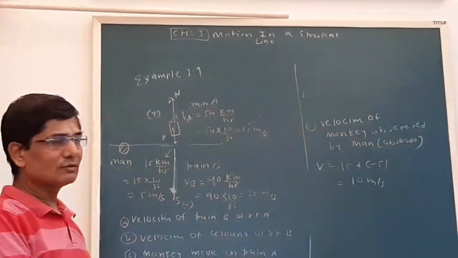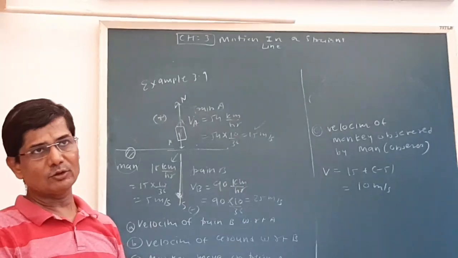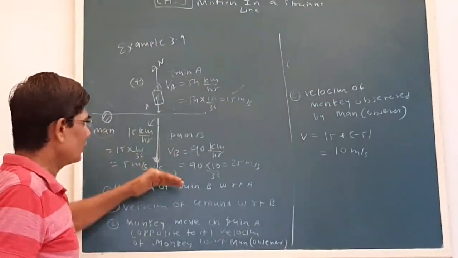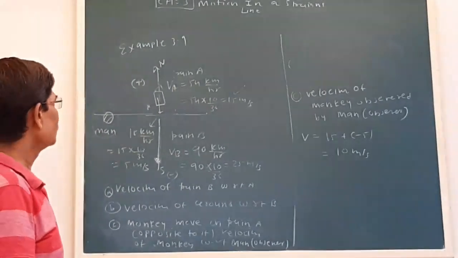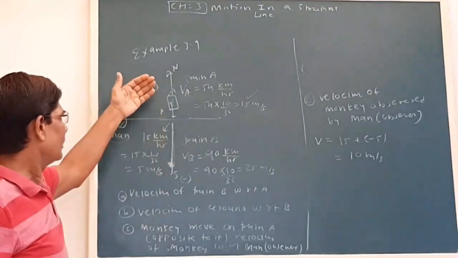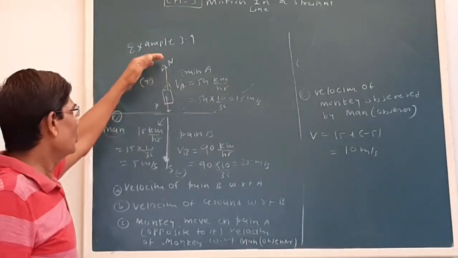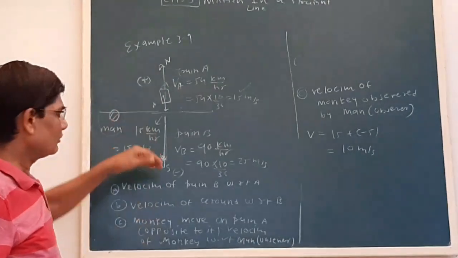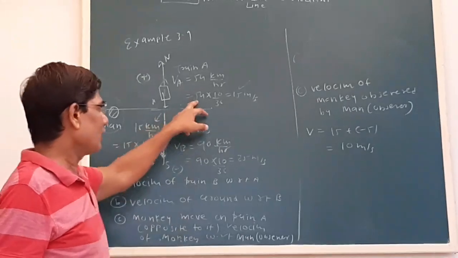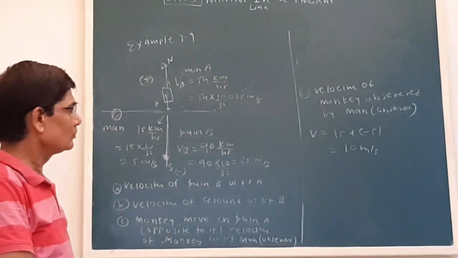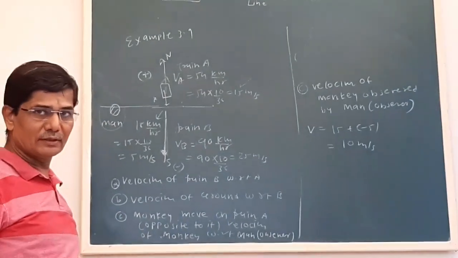Now see, this question was a good example of relative velocity. See, our train A was in the north direction, train B was in the downward direction. So by convention, by taking this as an origin, north direction we take positive, south direction we take negative, and accordingly the velocities were given with positive and negative signs, and by using this we can obtain the relative velocity.